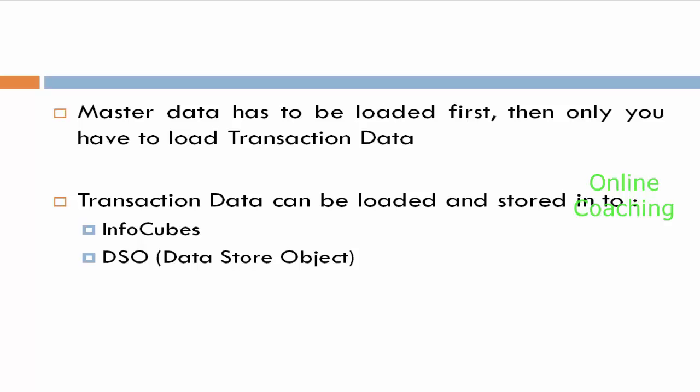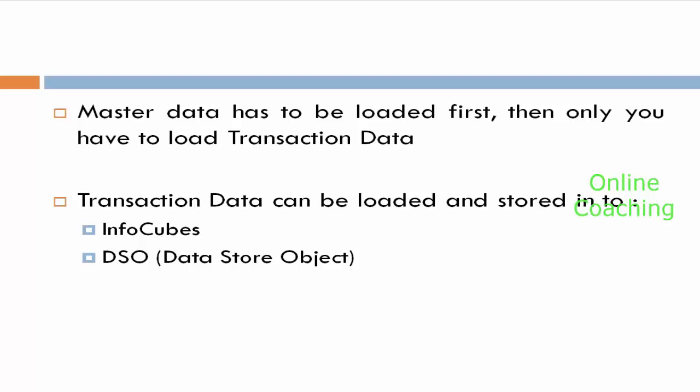The reason is that if you load the transaction data without master data, there is no meaning to the transaction data. Let's say I load transaction data: quantity, price, amount. I have a quantity, I have a price, I have an amount. Which product? We don't have that information. Who purchased this? We don't have that information. Without that information, does the transaction data have any meaning? No. This is why we say you have to load master data first, and only then load transaction data.